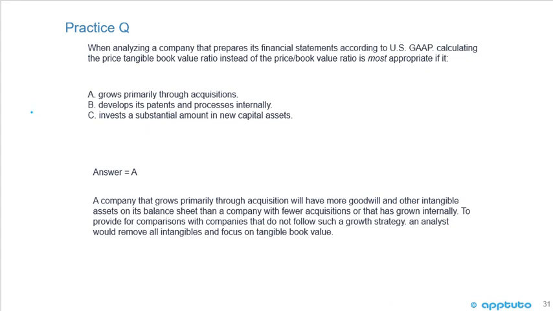I like that question because it shows you that you need to go through the text. Sometimes in review notes, not everything is covered. So where did this tangible book value come from instead of the price to book value, okay? Well, it is in the text, and the correct answer is A. It's most appropriate if the company is growing through acquisitions. Why?